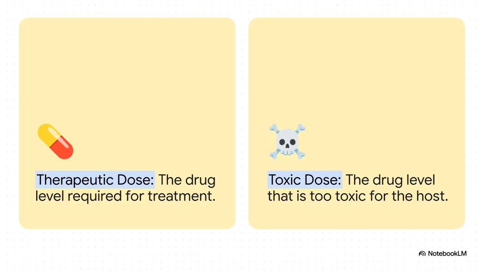But here's the thing. It's always a balancing act. You have the therapeutic dose. That's the amount you need to get the job done and kill the infection. But then you have the toxic dose, the point where the drug starts doing more harm than good to you. The bigger the gap between those two numbers, the safer the drug is. That gap is called the therapeutic index. A high index means you've got a lot of wiggle room, which is exactly what you want.